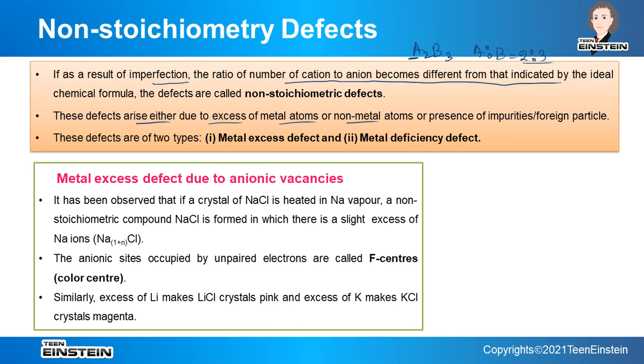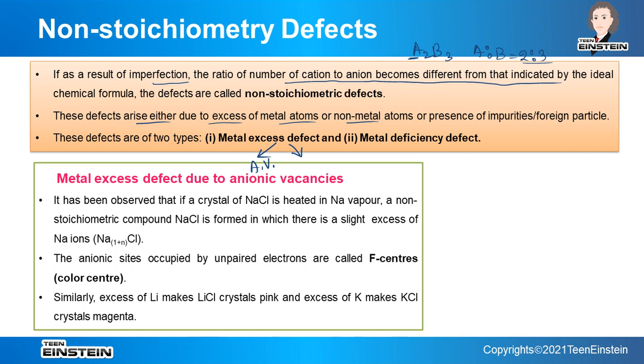Now under metal excess defect, there are actually two types. The first one is anionic vacancy, that we will discuss now. When metal excess defect occurs because of anionic vacancy, what actually happens? Here we will take an example, because by this example we can understand this in a better way. Suppose we have taken a crystal of NaCl and we are heating this crystal of NaCl in sodium vapor. That means now the NaCl is in contact with some extra sodium atoms.